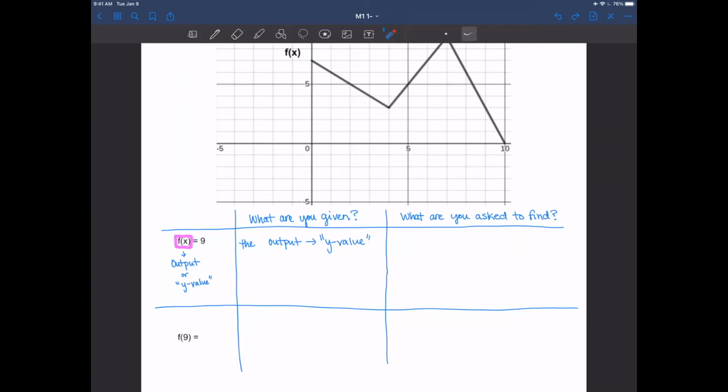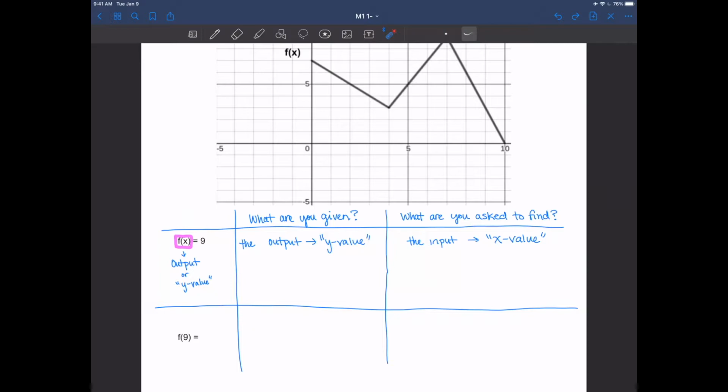So what are you asked to find? What do we not know? We don't know what x is, and x is our input. Okay, so we're asked to find the input. Let's look at the second one real quick, and then we'll actually practice this.